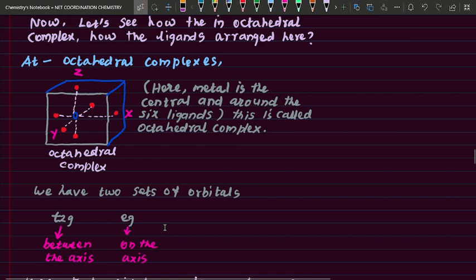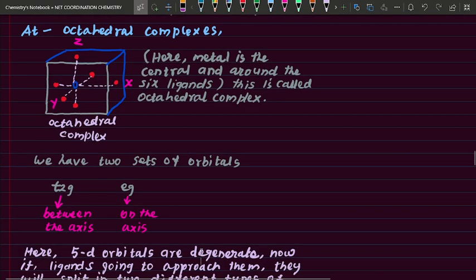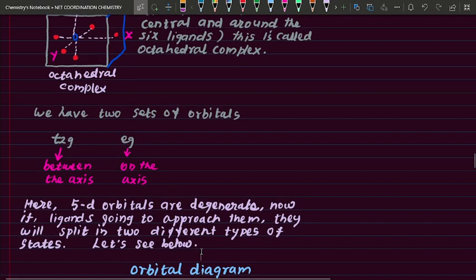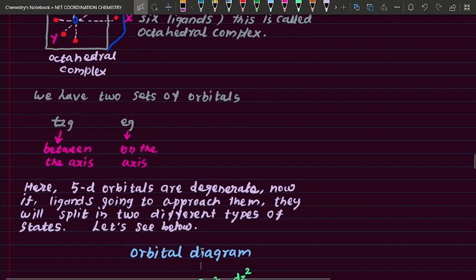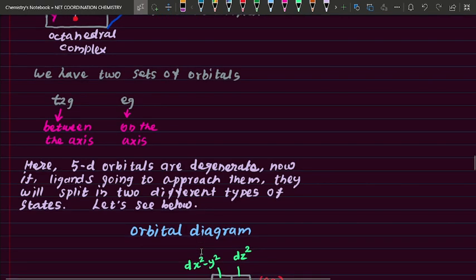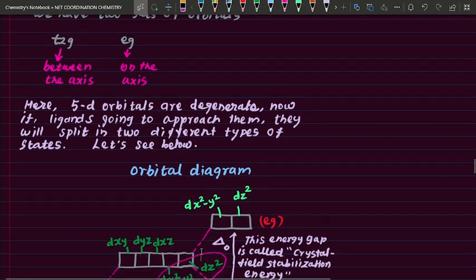We have 2 sets of orbitals. Please remember, T2g is between the axes, Eg is on the axes. Please keep it in mind, this is a very important point. Here the 5 d orbitals are degenerate. Now if ligands approach them, they will split into different energy states. Let's see the orbital diagram below.